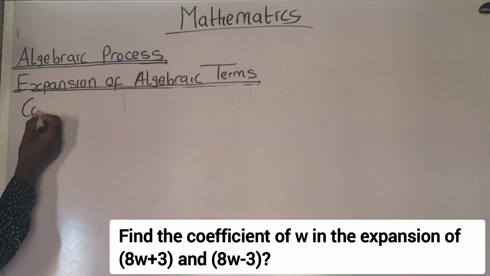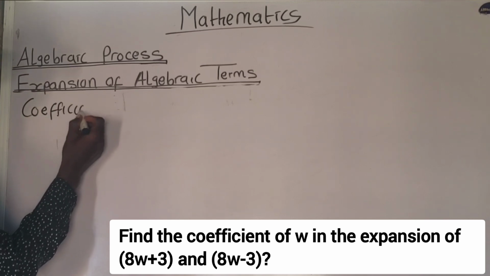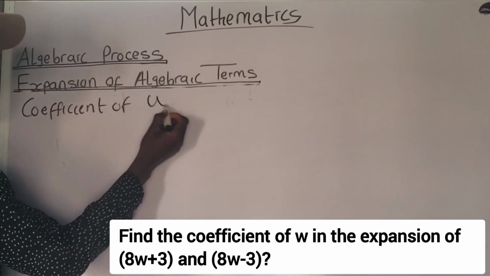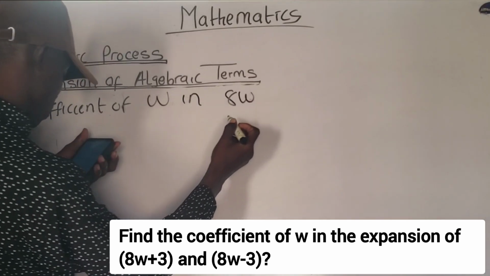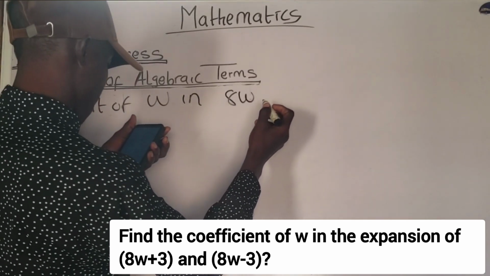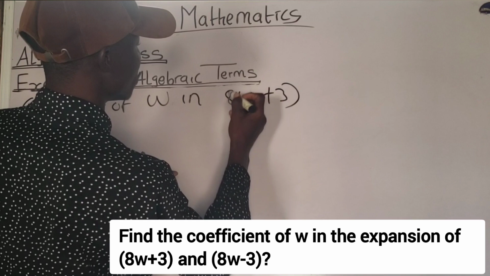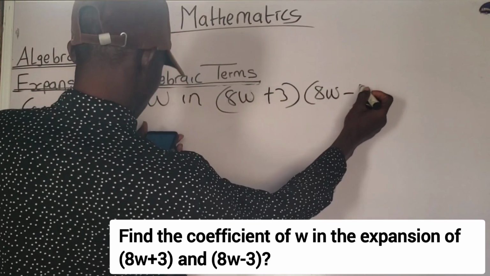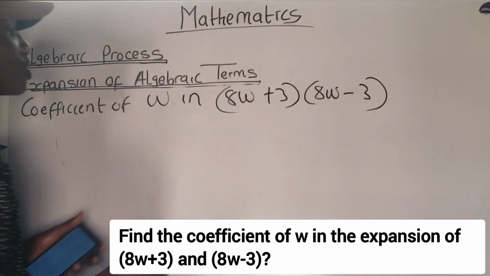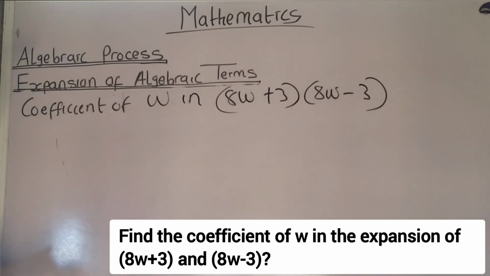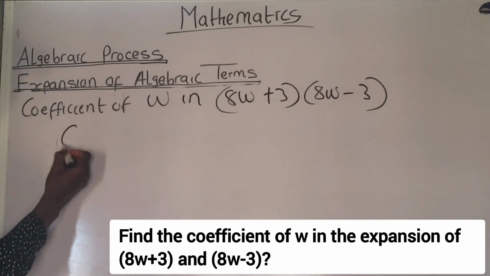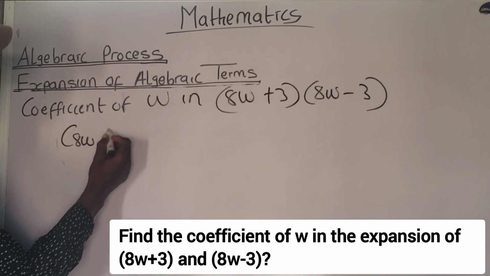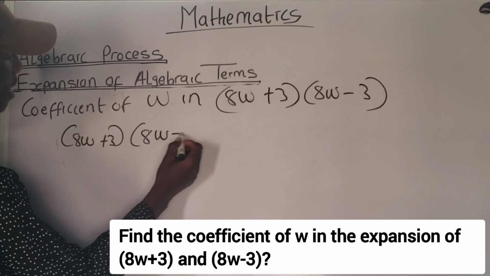Okay, coefficient of w. Now, in 8w plus 3 multiplied by 8w minus 3, I want you to pay attention. Before we can find the coefficient of w, we have to take the product. You understand? We have to expand the bracket. So let us expand. For this, I'm going to have 8w plus 3 and 8w minus 3.